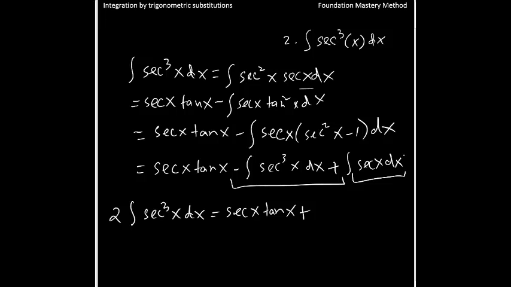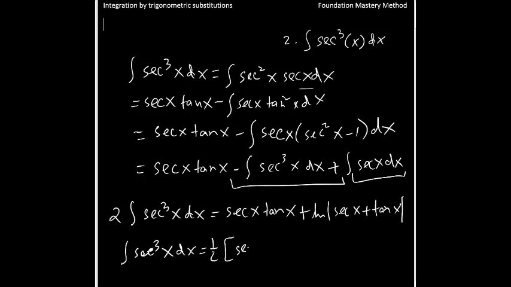We have seen in example 1 that it is natural log of secant x plus tangent x, and then finally we see the integral of secant cube x will give me 1/2, and then secant x tangent x plus natural log of secant x plus tangent x, and we add a constant, and we are done. Thank you.